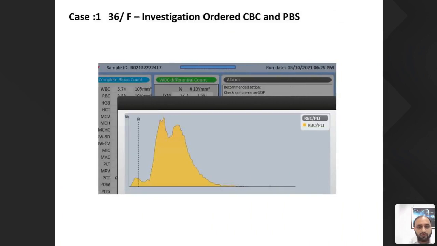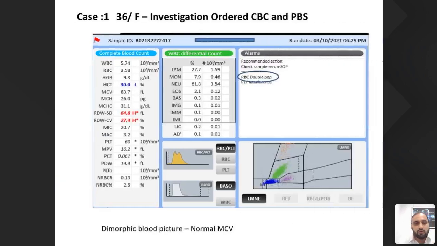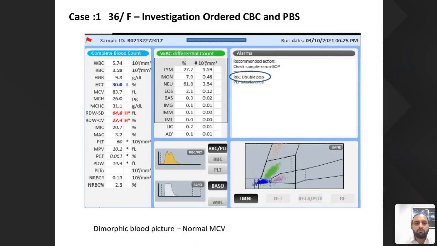What do I do next? I go on to see the histogram, and now I know, yes, there are two different populations of the cell, one being the microcyte, other being the normo to macrocyte. I call up the clinician, I ask him for any treatment history in terms of use of hematinics or blood transfusion. Moreover, I have this RBC double population flag. So even before I am seeing the slide, I know what I am dealing with, my job has become much easier, and I report it as a dimorphic blood picture.